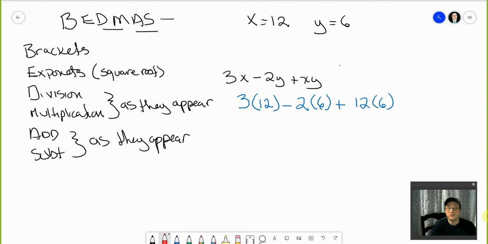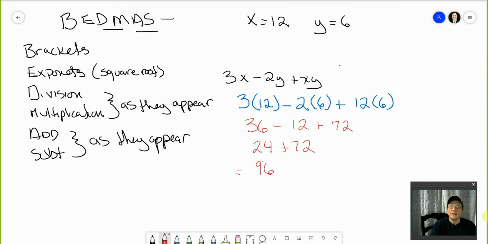So let's go through it. 3 times 12 is 36, minus 2 times 6 is 12, plus 12 times 6 is 72. Okay, so we did our multiplication. Now we do our adding and subtracting as they appear. So 36 minus 12 is 24, plus 72, and therefore our answer is 96.